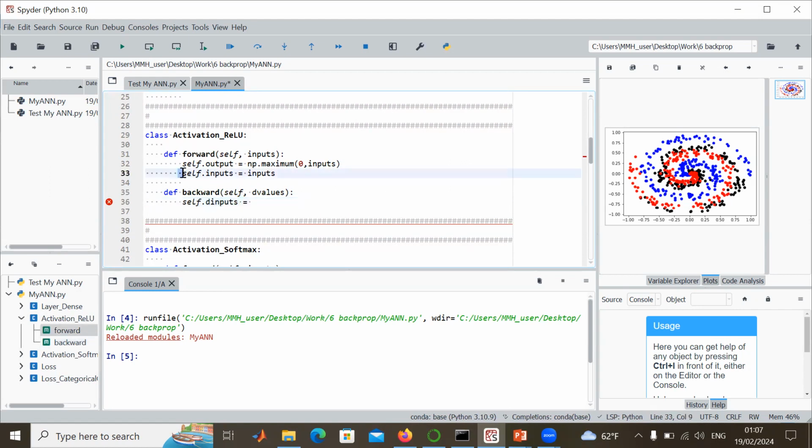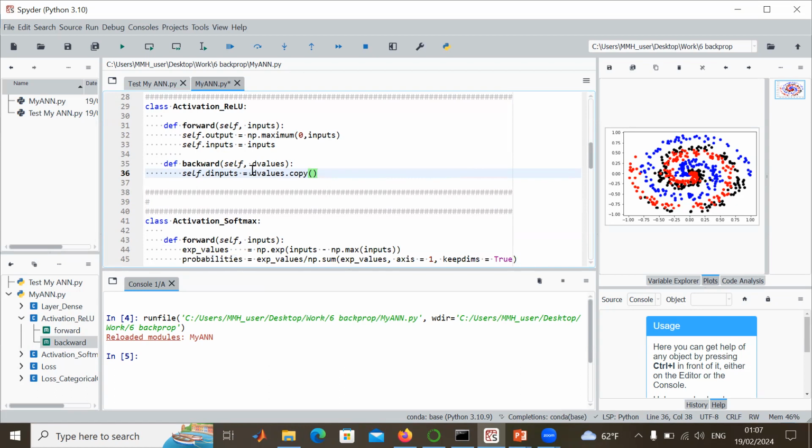We can calculate this by taking the d values themselves and creating a copy. So we just copy the d values. Then remember what the ReLU function looks like. For negative input values, the slope is 0, so that has to be 0. And for non-negative input values, the slope is 1, so we can just leave it as it is. So we multiply these values either with 0 or with 1.